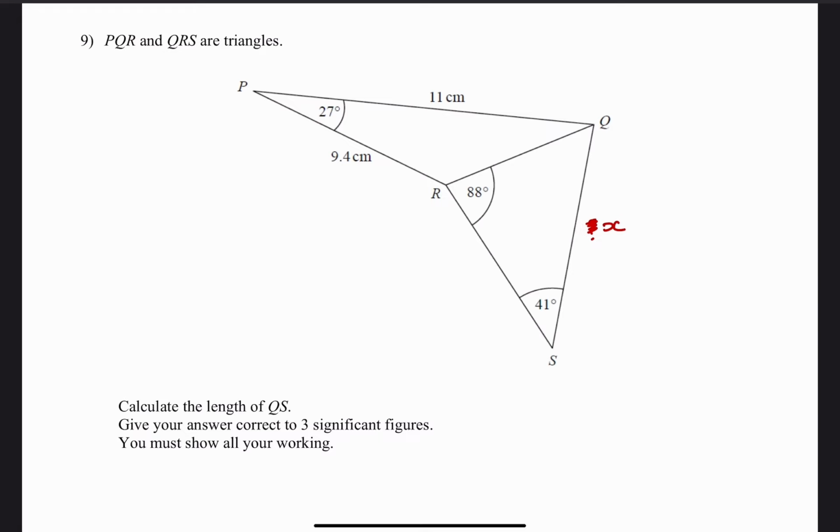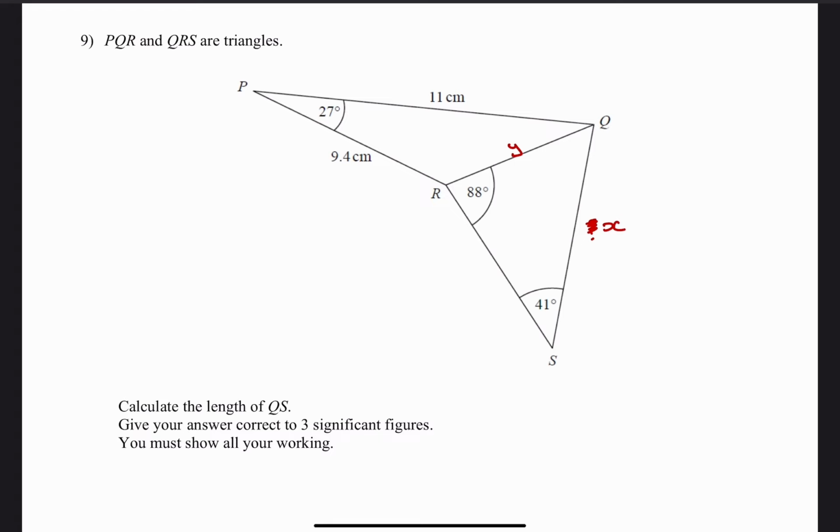But can you see there are two triangles? What should be the best thing to find in two triangles? The common side. This one, let's call it Y. Easier. Now, can I use a sine rule? No, because I would say sine 27 over Y equals, but I don't know any angle here to equal it to. So I would have to use cosine rule.